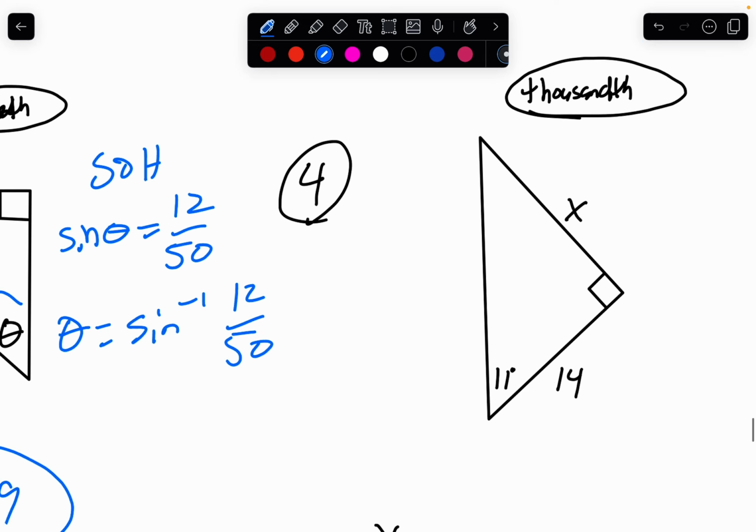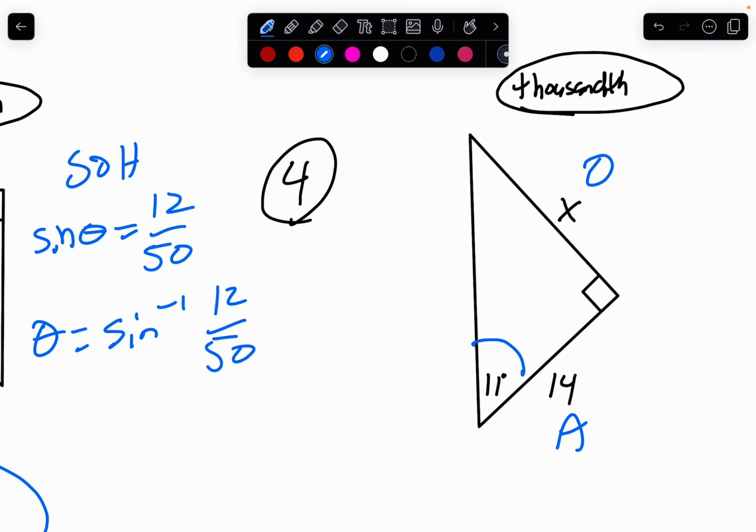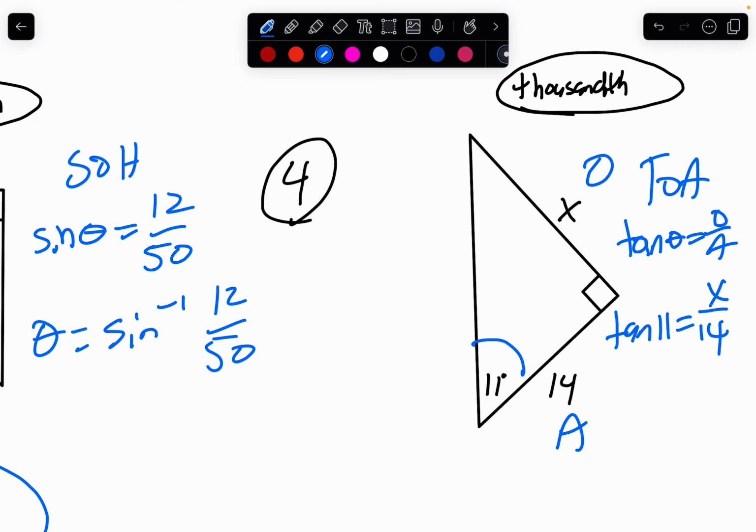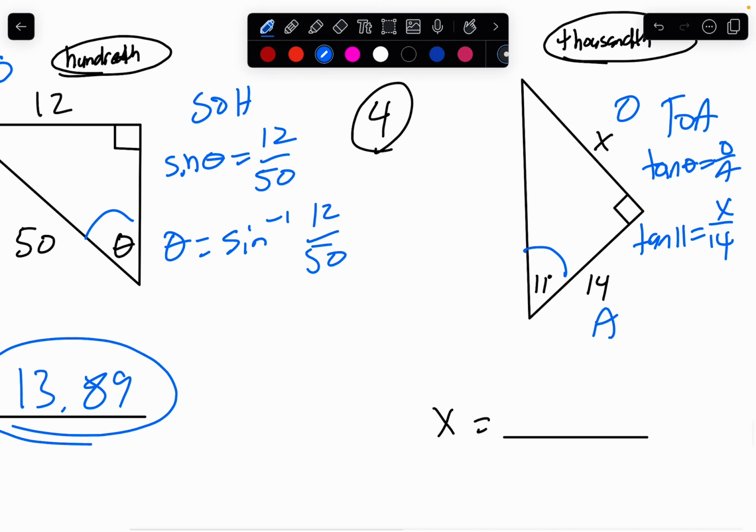All right, next one, nearest thousandths. Here's my angle. This would be opposite and adjacent. That's the TOA part of SOHCAHTOA. That's the tangent of theta equals opposite over adjacent. This time theta is 11 degrees. Opposite is x and adjacent is 14. If x is up high, all you got to do is multiply. So x would equal 14 times the tangent of 11. 14 tangent 11. Round to the nearest thousandths would be 2.721.